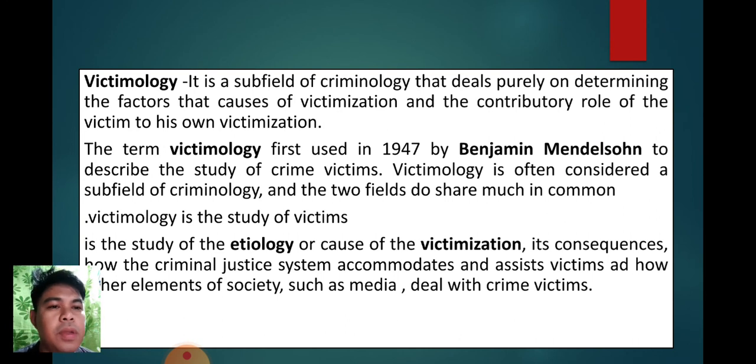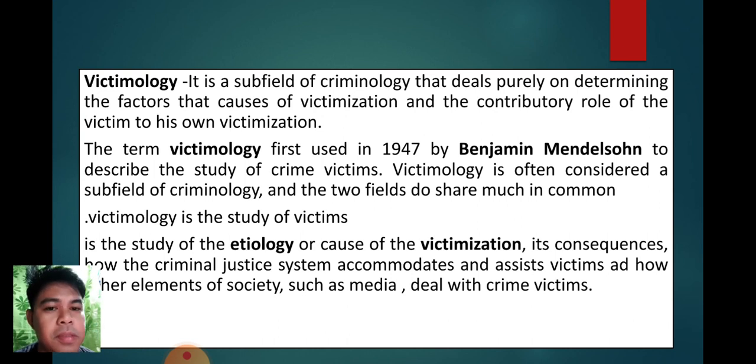Victimology is the subfield of criminology that deals purely with determining the factors that cause victimization and the contributory role of the victim to his own victimization. The term victimology was first used in 1947 by Benjamin Mendelsohn to describe the study of crime victims. Victimology is often considered a subfield of criminology, and the two fields share much in common. Study of victims is the study of etiology or cause of the victimization.